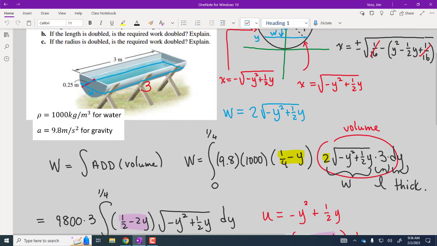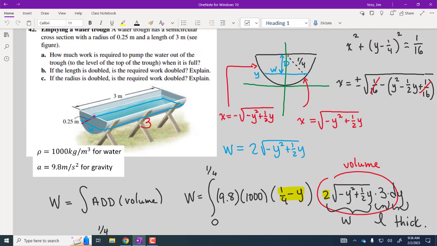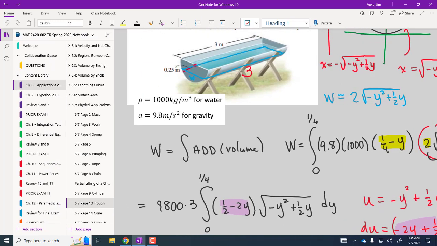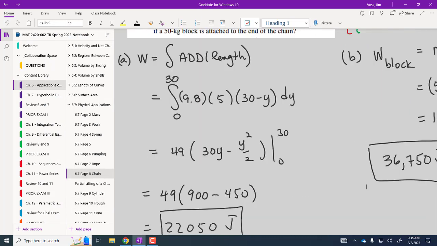So if this vessel was 1/4 of a unit deep, if we draw a representative cross-section at y, for the water to get out of the top from that cross-section, it travels 1/4 minus y. That's the distance traveled. And then the integration is what it is. We had to use substitution. So that's the main idea with these problems. Let's just review the rope for a minute. Let's look at a chain.